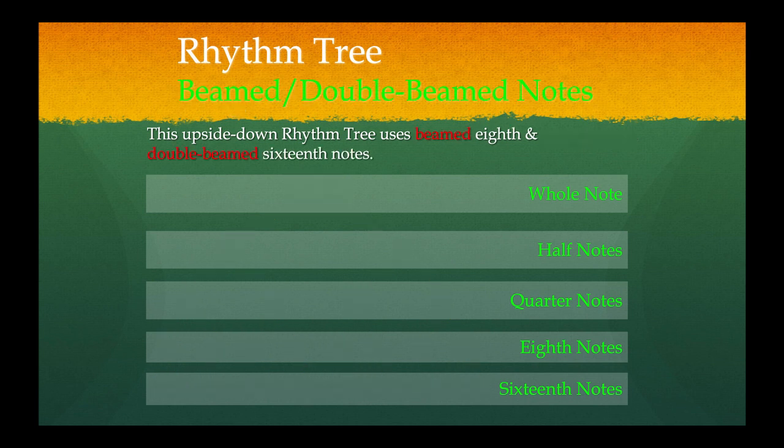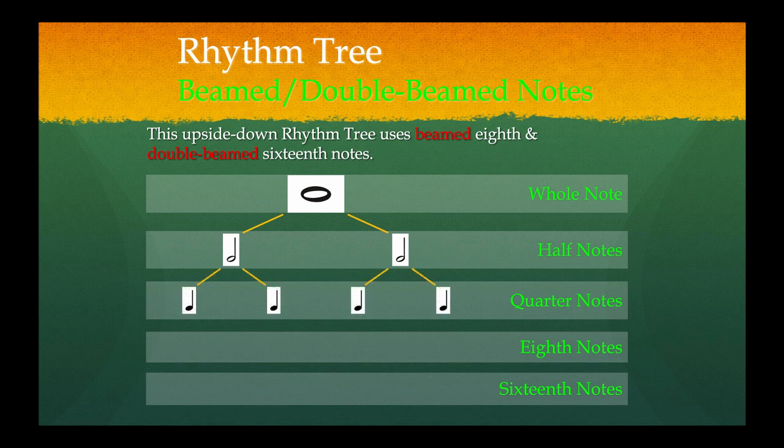This upside-down rhythm tree uses beamed eighth notes and double beamed 16th notes. It's really the same exact thing. We're just going to group our eighth notes and our 16th notes together. We start with our whole note, subdivides into half notes. The half notes can then subdivide into quarter notes. Now each quarter note is going to subdivide into 2 eighth notes.